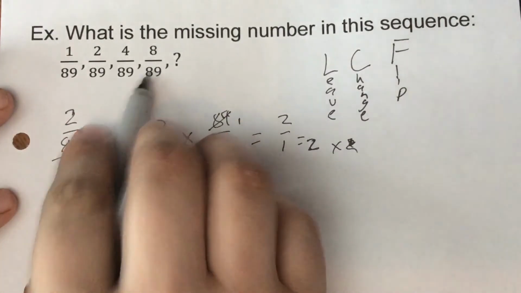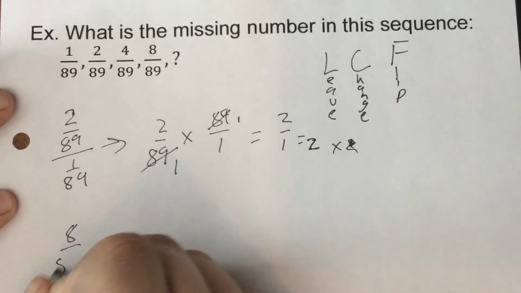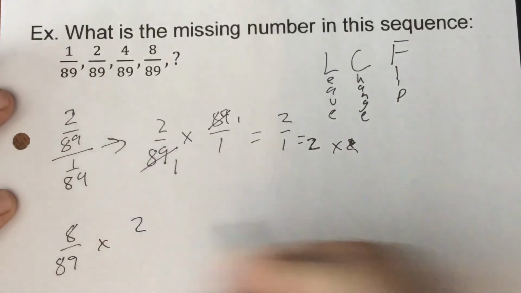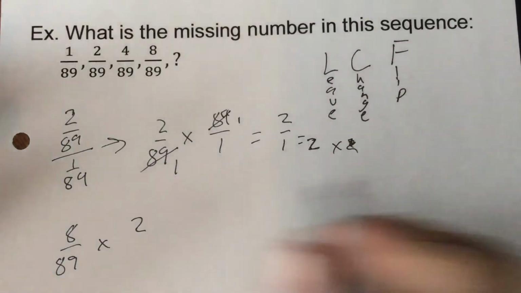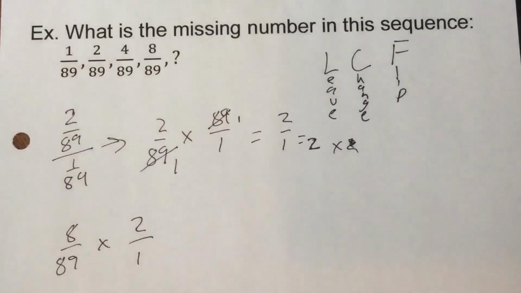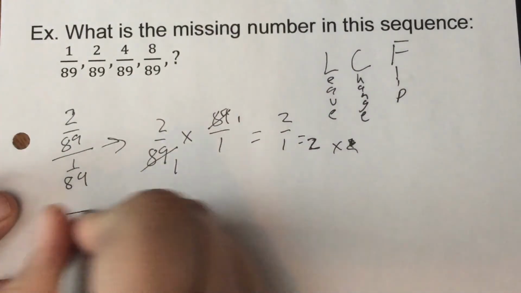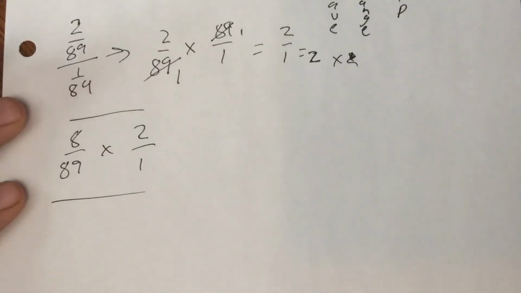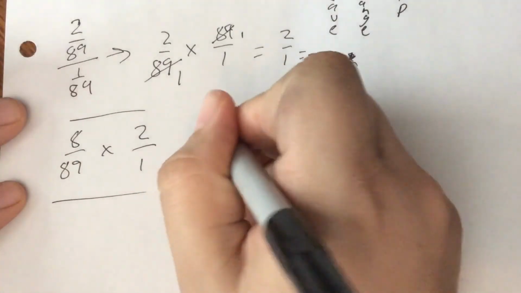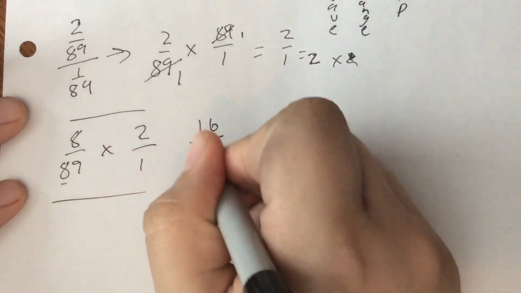So the last one that we have here is 2 over 89 times 8. Now, if you remember, if we multiply by a whole number, we can put it over 1. Because when we multiply, we go straight across. Tops times each other, bottoms times each other. 2 times 8 is 16. 1 times 89 is 89.